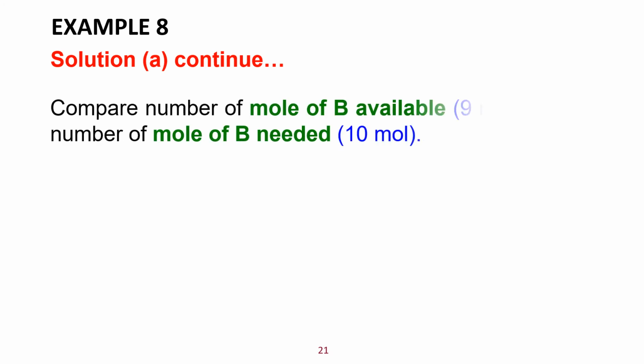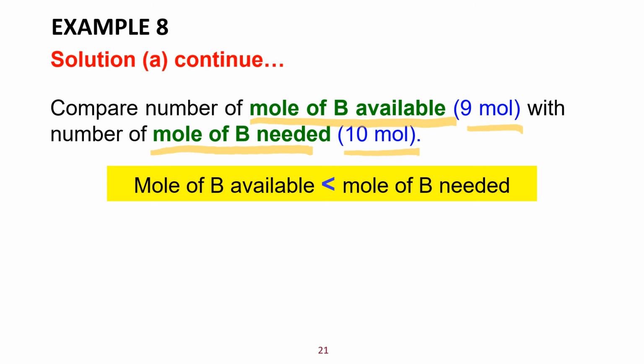To determine the limiting reactant, we need to compare the number of moles of B available with the number of moles of B needed. From the calculation, the number of moles of B needed equals 10 moles, while the number of moles of B available is only 9 moles. This shows that the number of moles of B available is less than the number of moles of B needed. Thus, we can conclude that substance B is the limiting reactant.